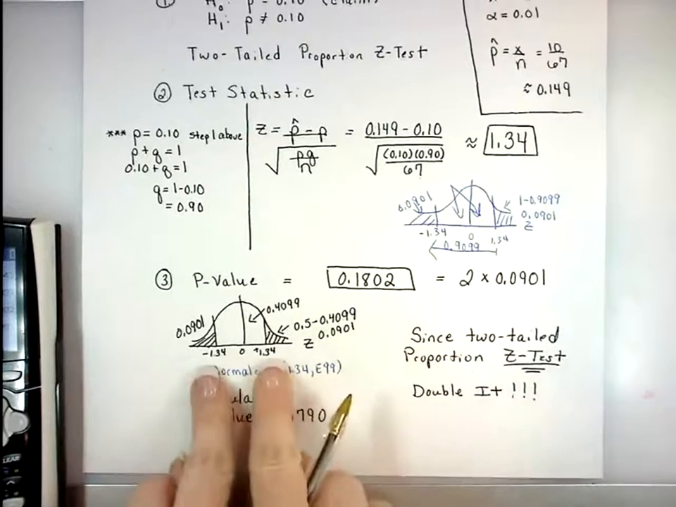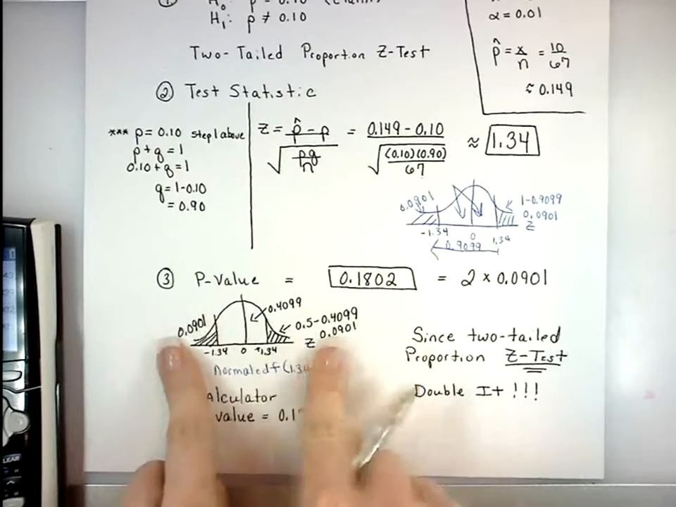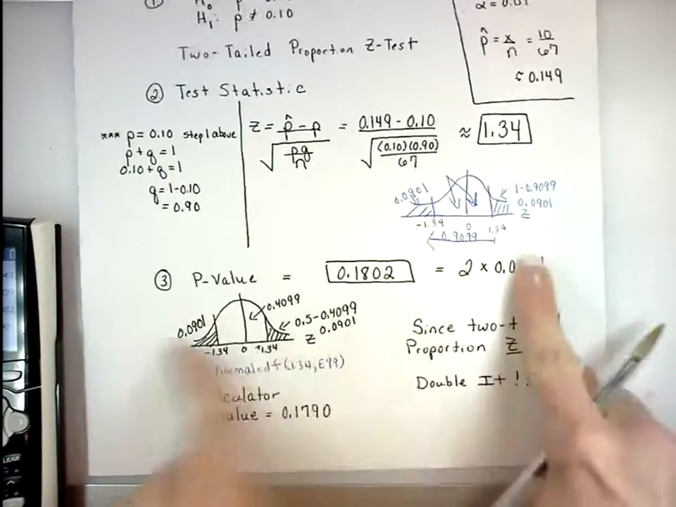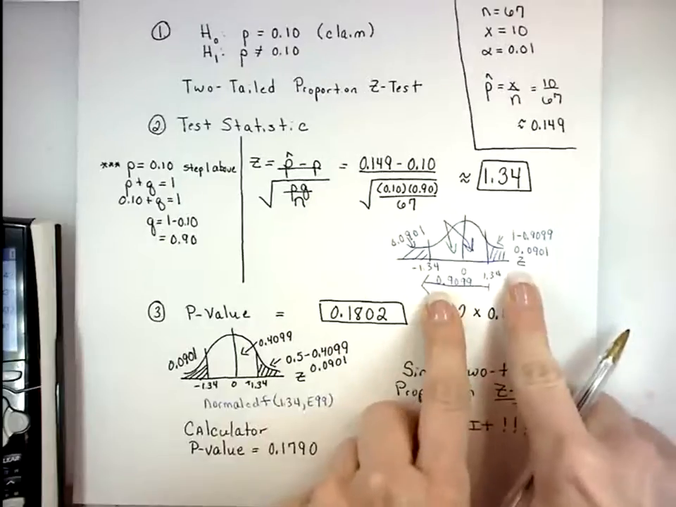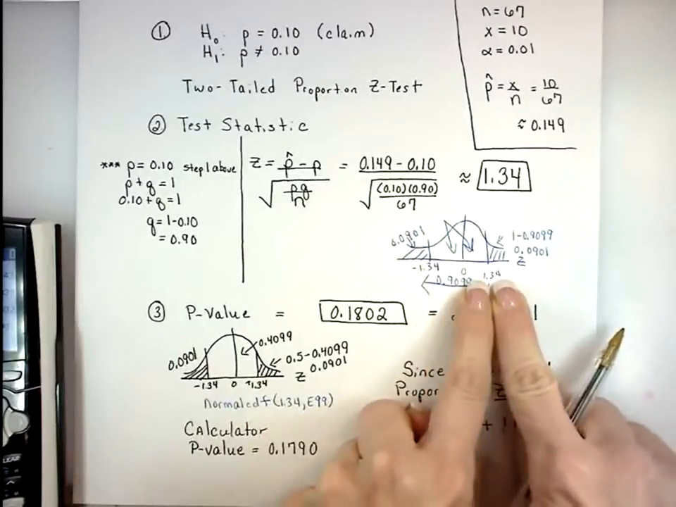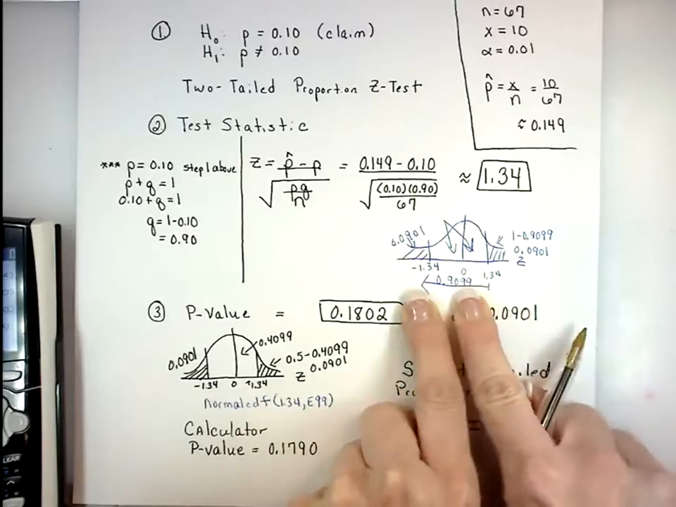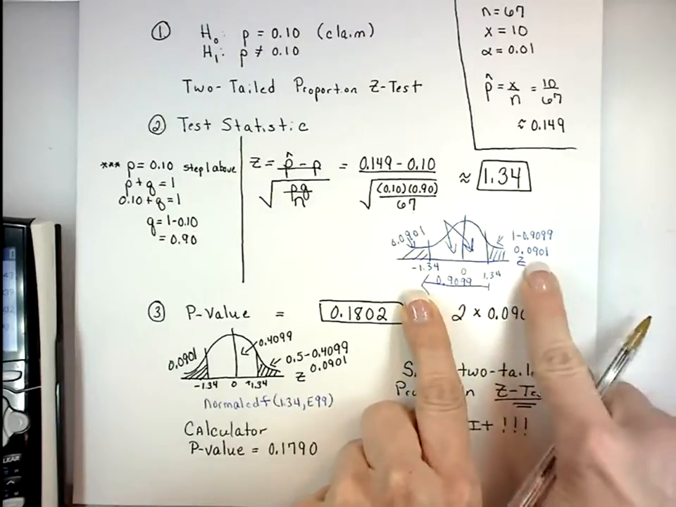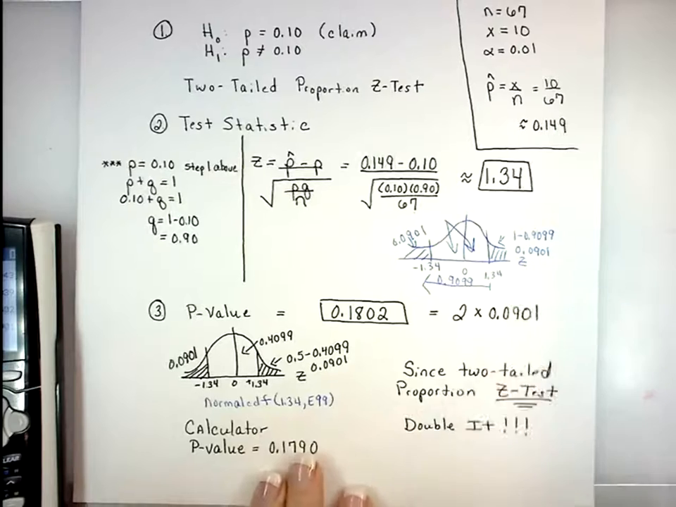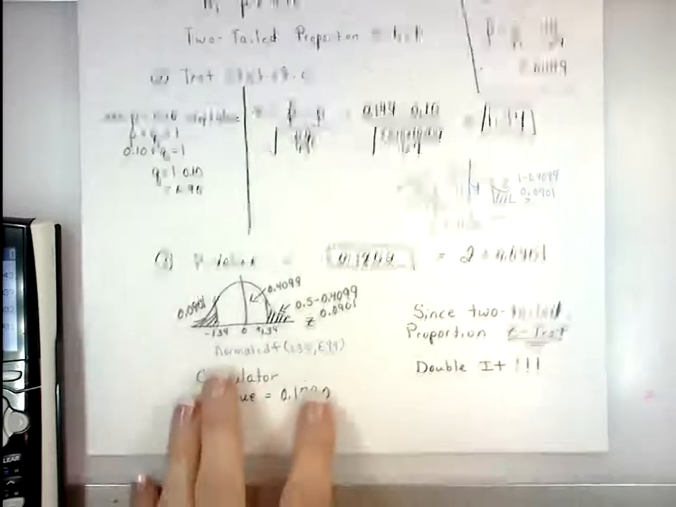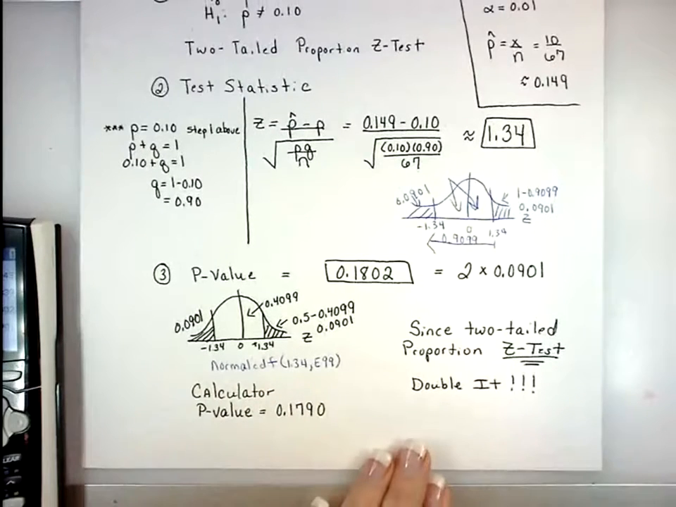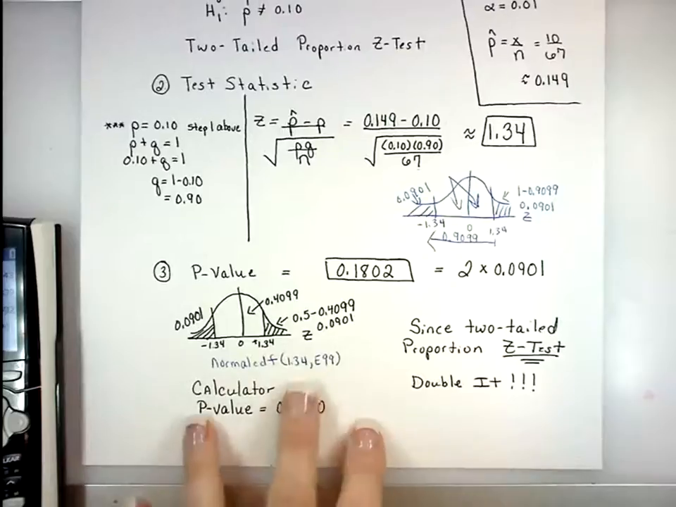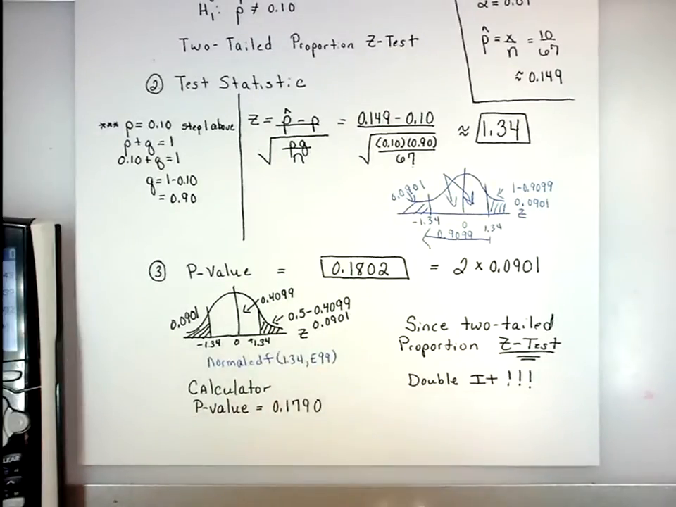This picture deals with the one-page z-table, but this is the current two-page z-table. You look up your test statistic of 1.34, and the area below it is 0.9099. Therefore, the area above it is 0.0901. Or you could do normal CDF to get the area in the right tail, 1.34, E99. Regardless, you would have to double it.